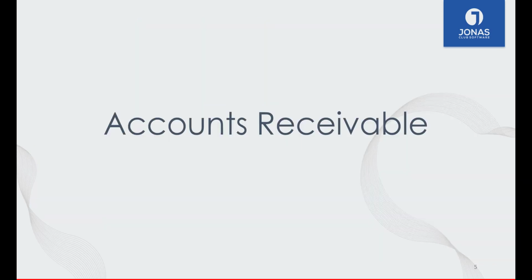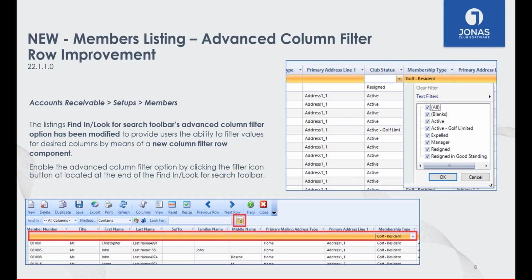Next, we have accounts receivable. The advanced filter feature has also been added to the members program. This filtering allows for more narrow and specific search results. For example, I've applied a filter for membership type set to golf resident. From here, I can add additional filters if I so choose, for example, by club status.